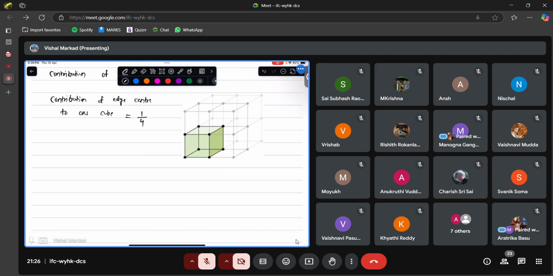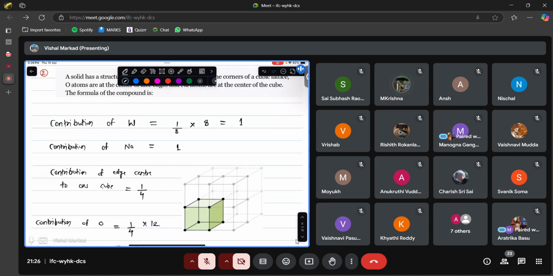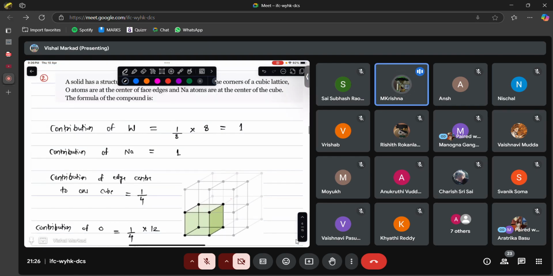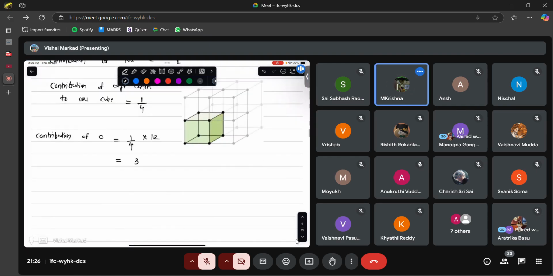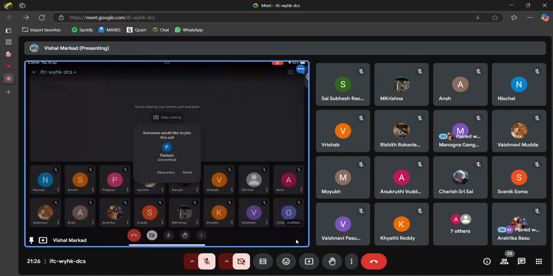Total how many edges are there in one cube? 12. And where is the oxygen present? At edges. So the contribution of O: one edge contributes 1/4. Total how many are there? 12. So what is the number of oxygen atoms? 3. What is the formula then? NaWO3. So the molecular formula will be Na, then W, then O3. Clear this thing?